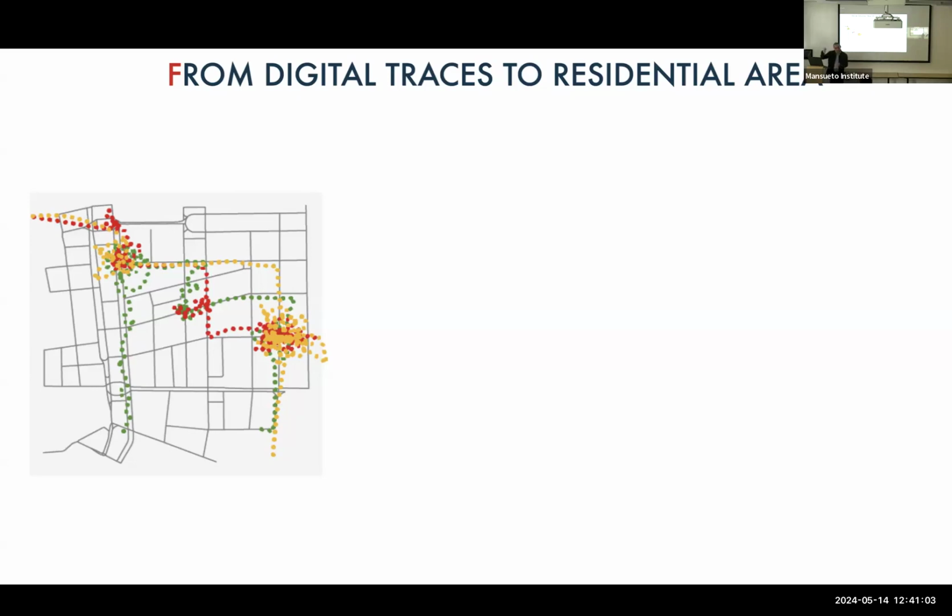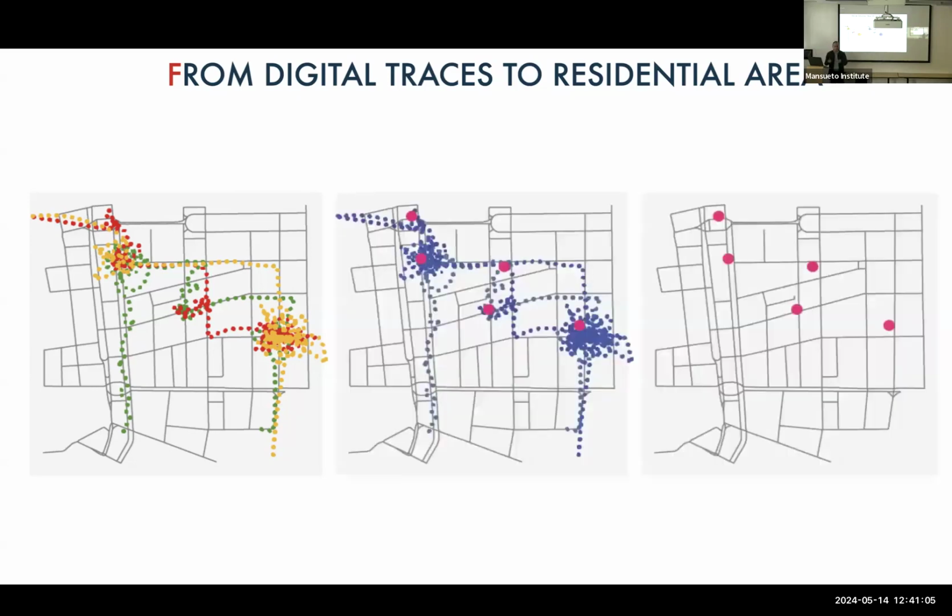But then we have our points. Then there are algorithms that you can implement in order to detect stops. So when you stop in particular, meaning that you probably stay for more than 10 minutes, no farther than 50 meters or 10 meters, depending on the accuracy, but just to give you an idea.